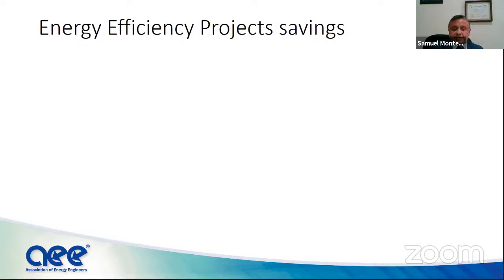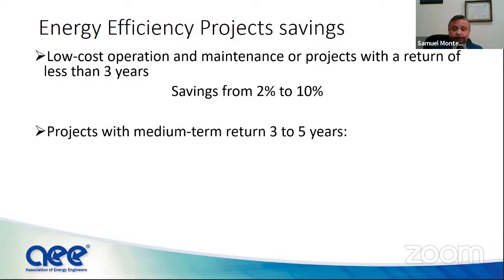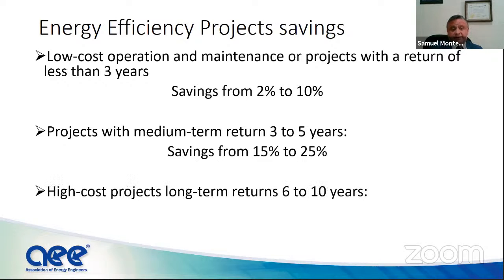Energy efficiency projects: low cost operation and maintenance projects with a return of less than 3 years, saving from 2 to 10%. Projects with medium term returns in 3 to 5 years, saving from 15 to 25%. And high cost projects with long term returns in 6 to 10 years, saving from 25 to 40%.